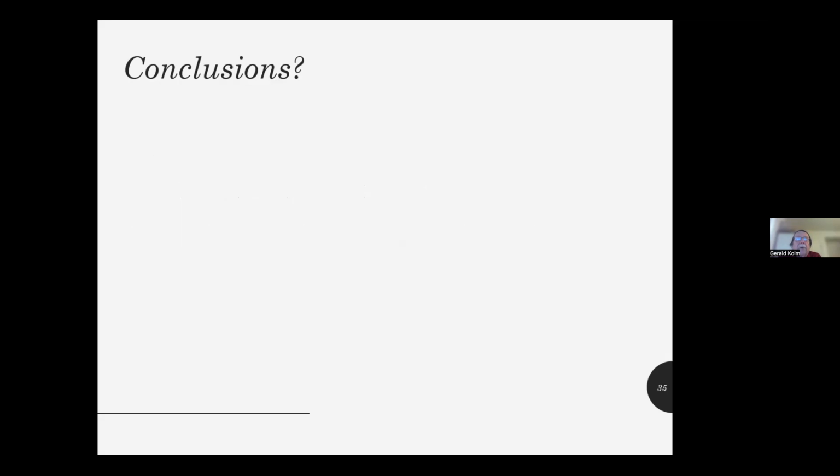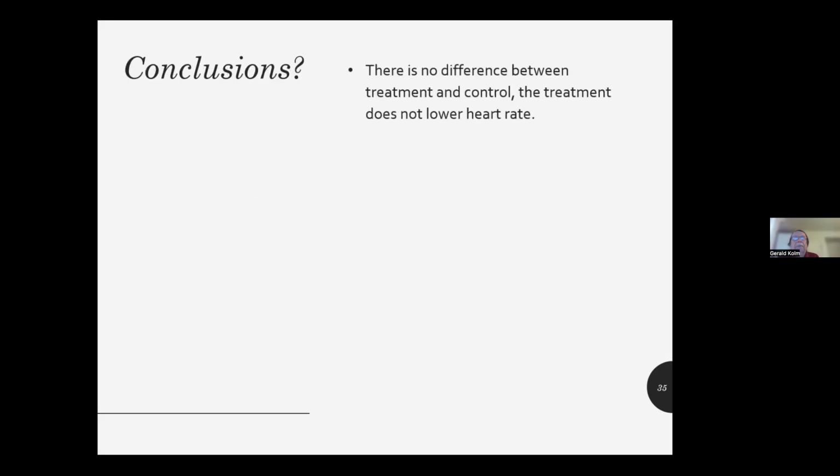So what conclusions are we going to draw? Well, can we say that there's no difference between the treatment and control? The treatment does not lower heart rate? Well, actually, no, we can't say that. And the reason that we can't say that is because of the small sample size. And so what we can say is that in our research here, we found no evidence for a treatment effect.